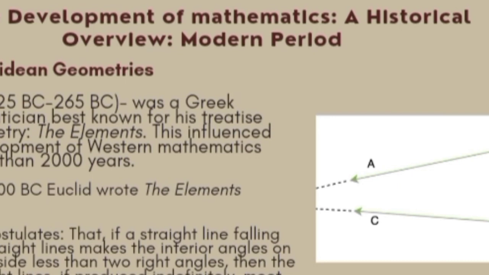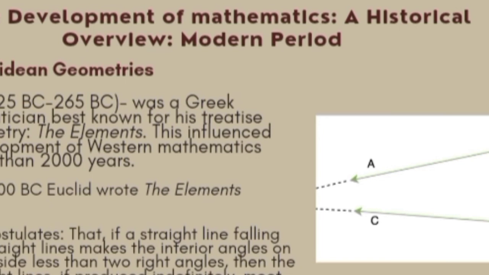But the 5th postulate is non-Euclidean geometry, which is this: that if a straight line falling on 2 straight lines makes the interior angles on the same side less than 2 right angles, the lines, if produced indefinitely, meet on that side on which are the angles less than the 2 right angles.